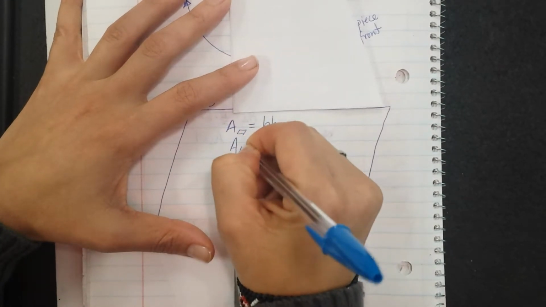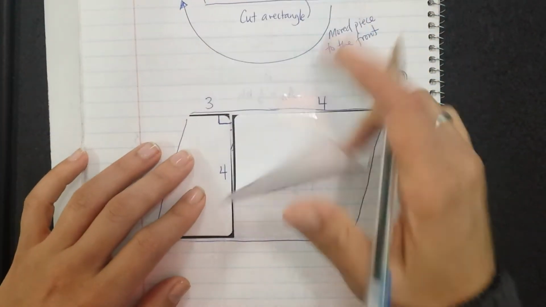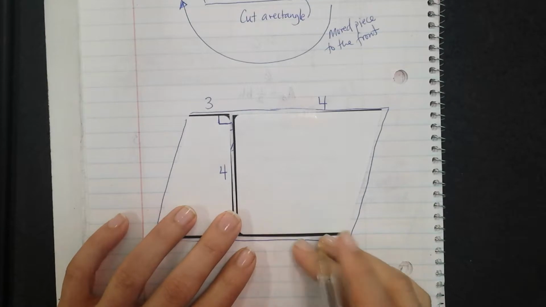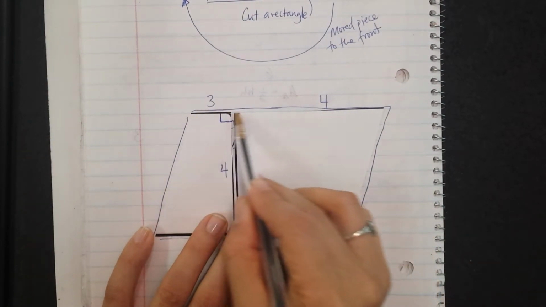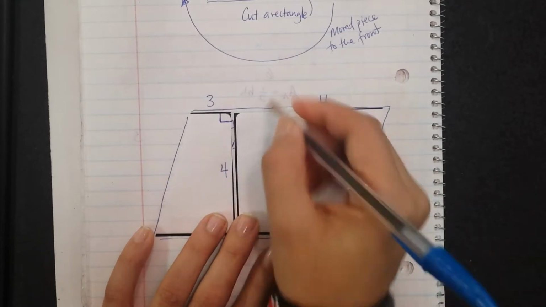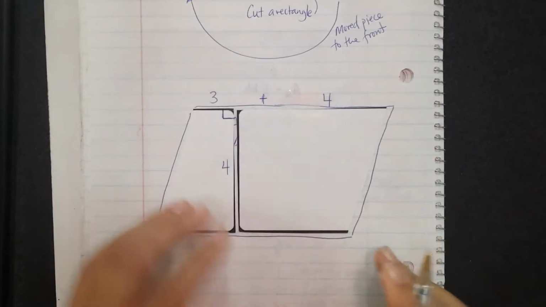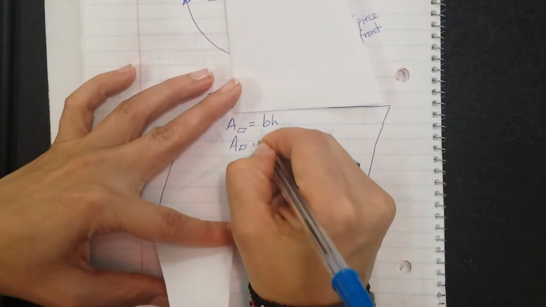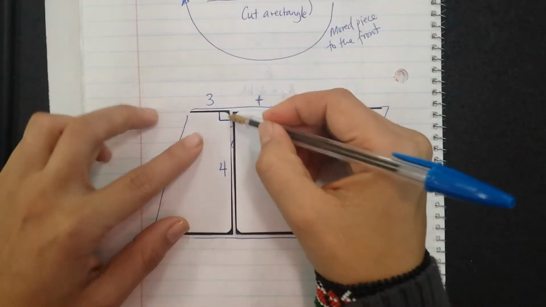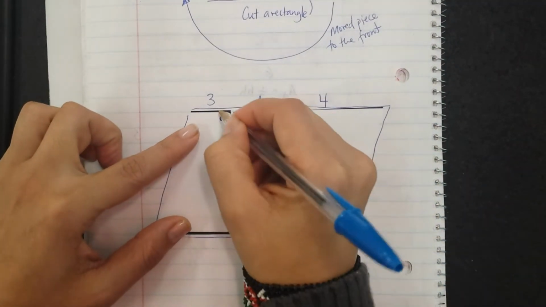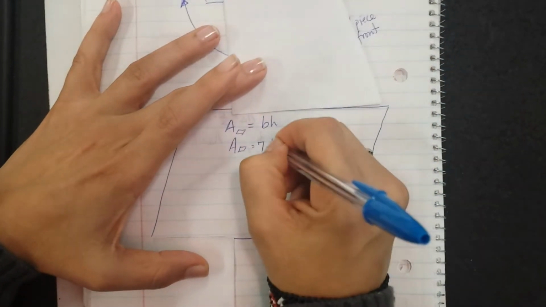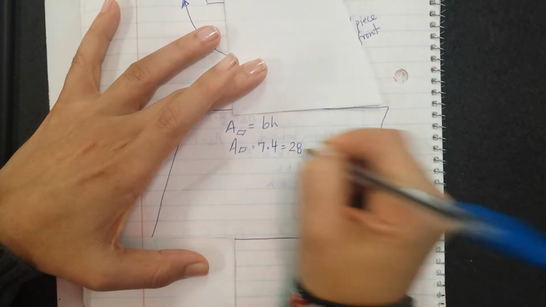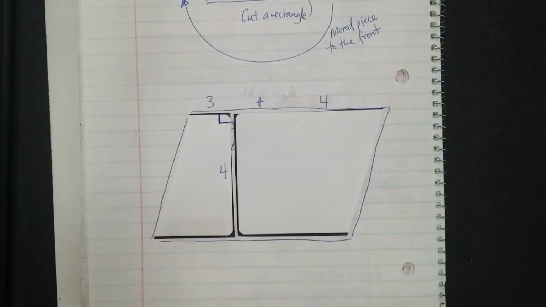So area is the base, and again, what is the base? It doesn't have to be at the bottom, but the base is not just 3, it's not just 4, it's this whole thing, right? So it's 3 plus 4, which is going to give us 7. So the base is 7 times the height, which is the vertical distance that makes 90 degrees with the base, which is 4. 7 times 4 is equal to 28. So the area of a parallelogram is still base times height.